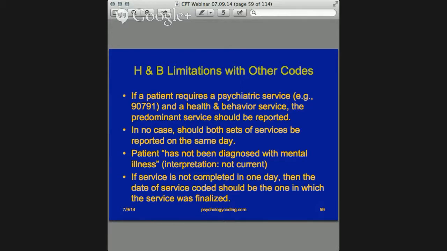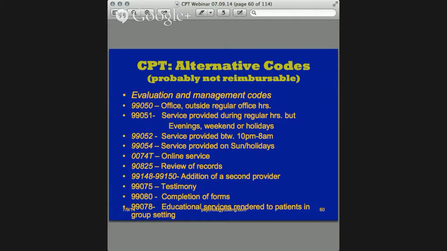Now, people write me on a regular basis, hey, what about this or what about that? What about review of records, completion of forms? The completion of forms, 99080, is a wonderful code that nobody reimburses. So these are very typical codes that could be applicable to the type of persons or situations that we work with, but most of these codes do not provide reimbursement, especially for psychologists.